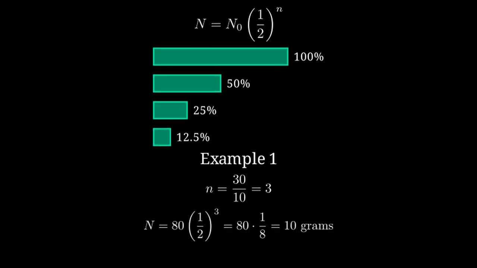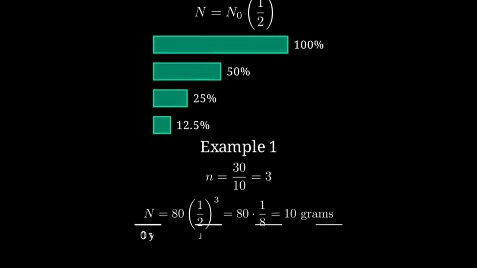Here is a timeline view. Every 10 years, the amount halves. 80, 40, 20, 10.